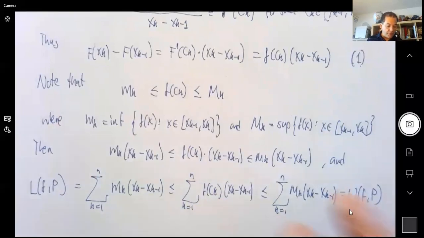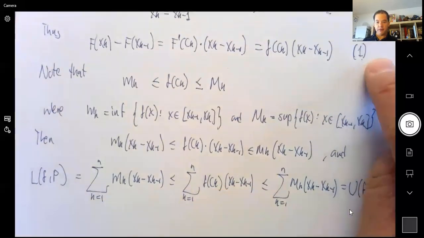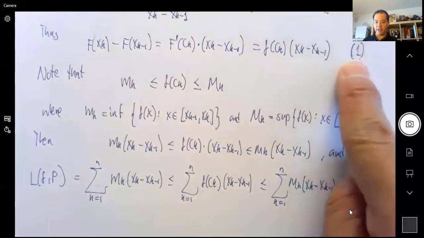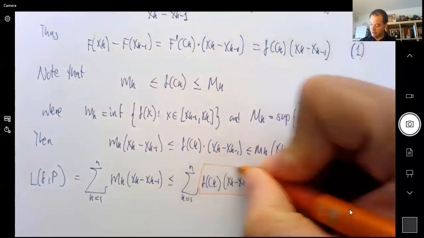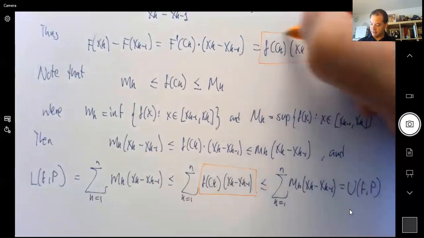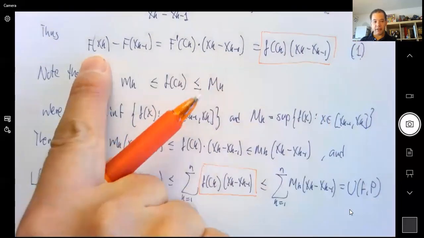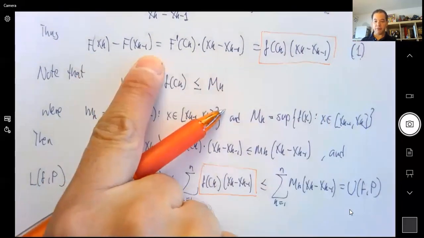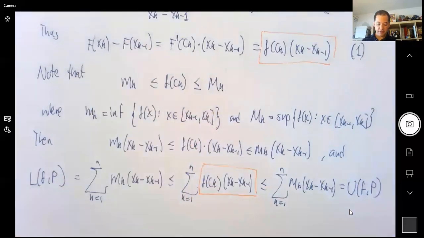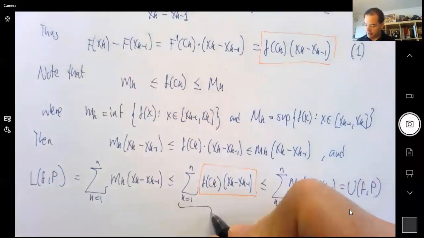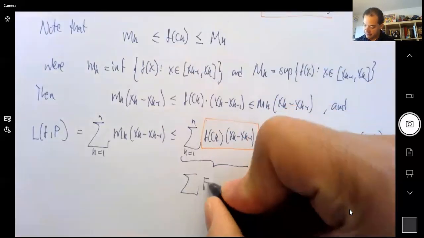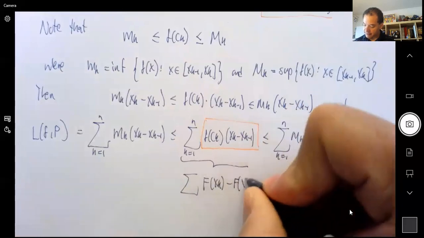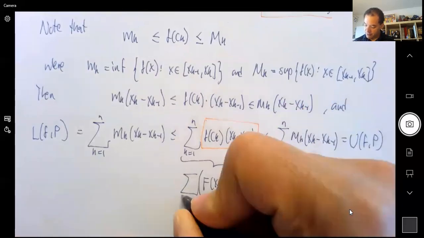But also, let's remember what this guy is, right? If you go back to identity one right here, you'll notice that this quantity, let me box it in orange, is the same as F capital X_k minus F capital X_{k-1}. So I'm gonna replace it here. And then I'm just gonna tell you that that's a telescopic sum, right? So this is capital F(X_k) minus capital F(X_{k-1}) from 1 to n.